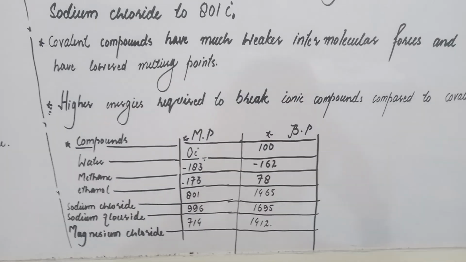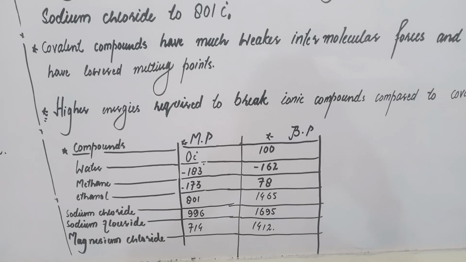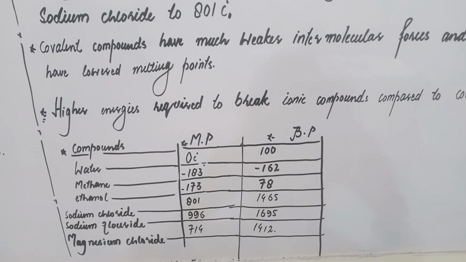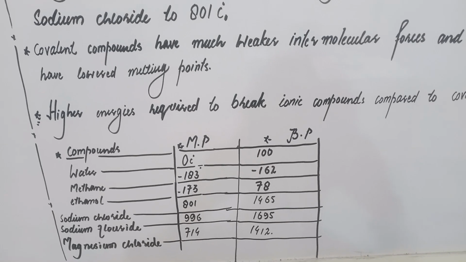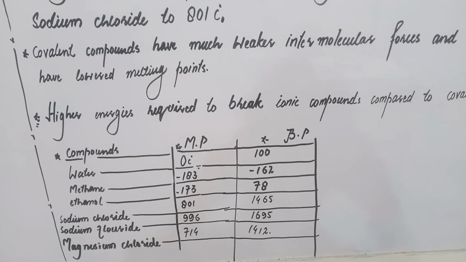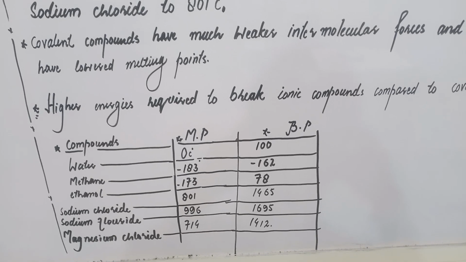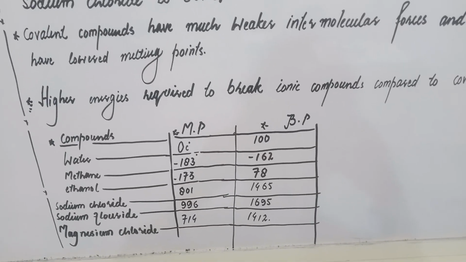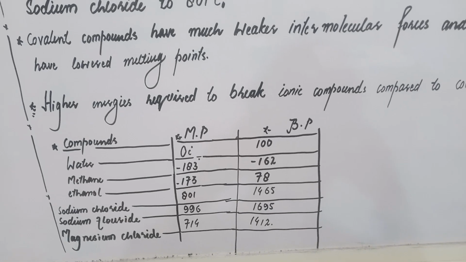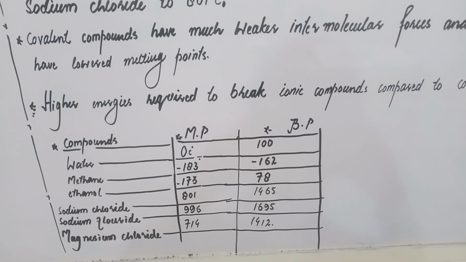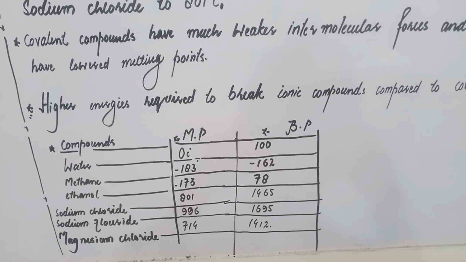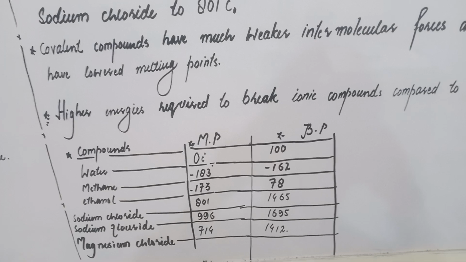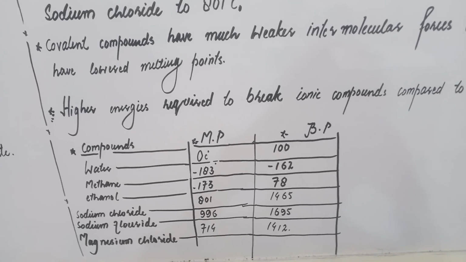Here is the table comparing ionic compounds and covalent compounds. Water, methane, ethanol, these are covalent compounds. You can see the melting point is lower, as well as the boiling point, as compared to these. Sodium chloride, magnesium chloride: 801, 996, 714, these are the melting points. These are ionic compounds. And 1465, 1695, 1412 are their boiling points.